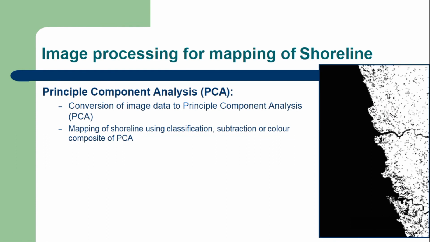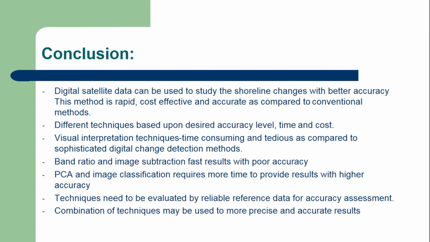Then conversion of satellite data into principal components is also used for mapping of shoreline using classification, image subtraction, and other such techniques. The study showed that digital satellite data can be effectively used for mapping of shoreline as well as associated changes with better accuracy. This method is rapid, cost-effective, and accurate as compared to conventional methods. There are different techniques which can be used based on desired accuracy level, time, and cost.